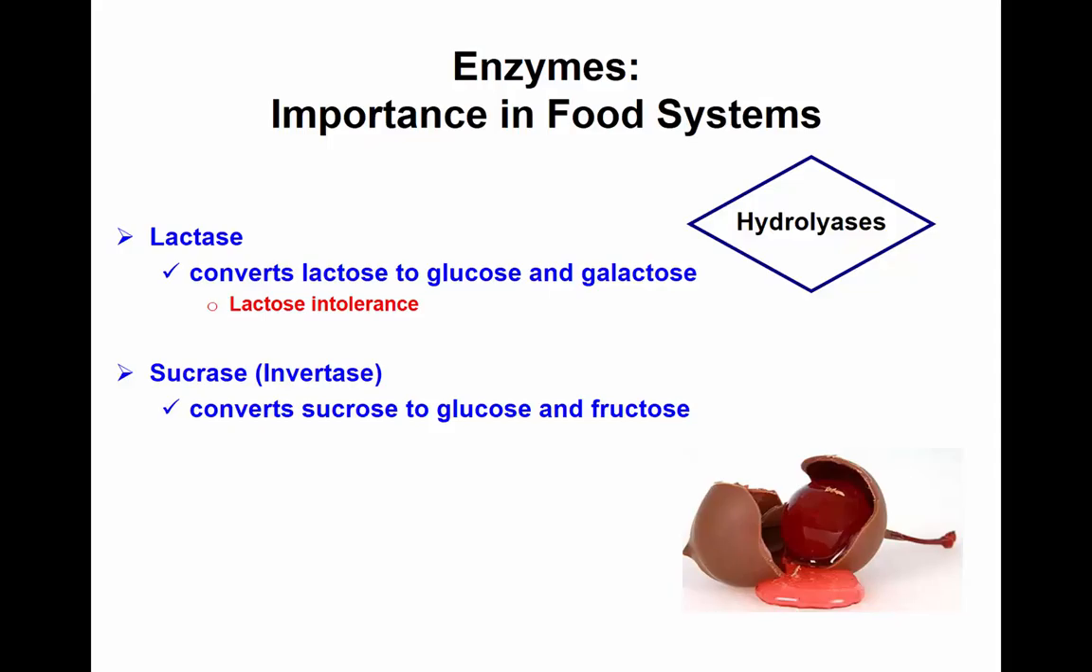Hydrolase, again, example is lactase, which is very much used in industry, especially for lactose intolerance people to produce lactose-free milk or lactose-free yogurt, lactose-free ice cream. So you add the lactase and it converts lactose to glucose and galactose. Also, you can buy the enzyme as tablets and you put them either on your food before you eat or you just swallow it with the food.